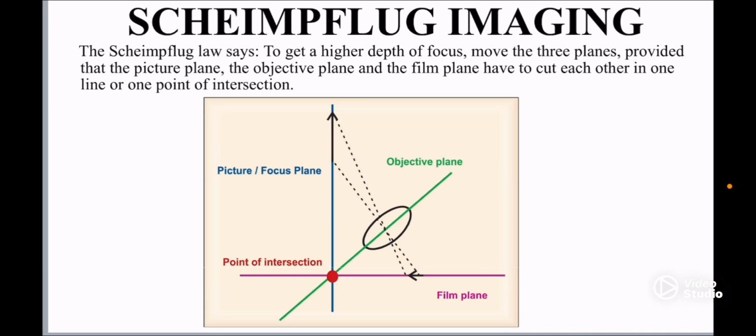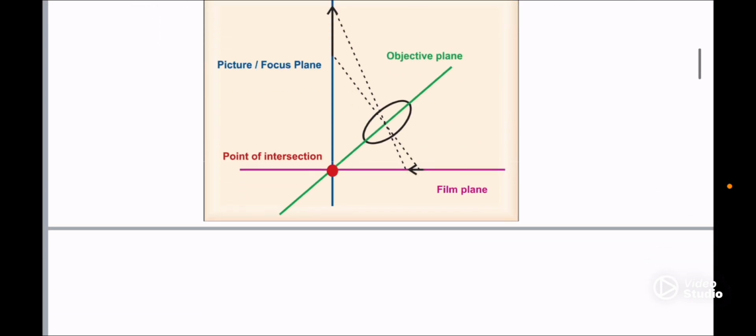Like you can see in the image, there are three planes. Number one is picture plane, depicted in blue. Number two is objective plane, depicted in green, and number three is film. So the point of intersection of these three planes is also depicted. Now the image will be taken on the film plane, while the object is on the picture or focal plane. So we can see the relation here.